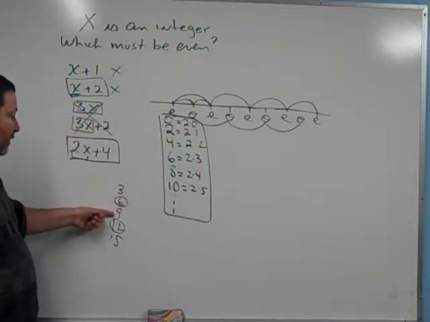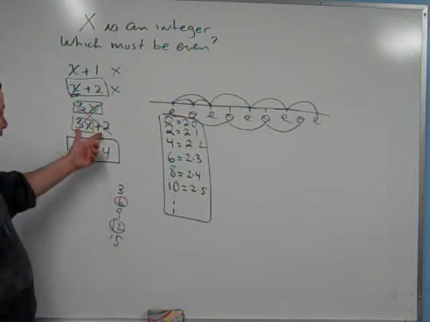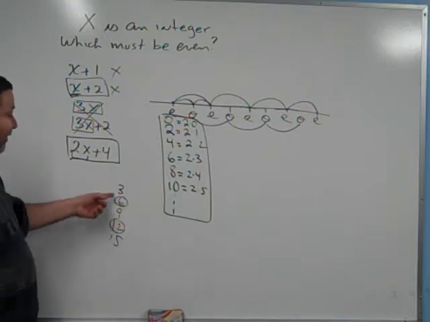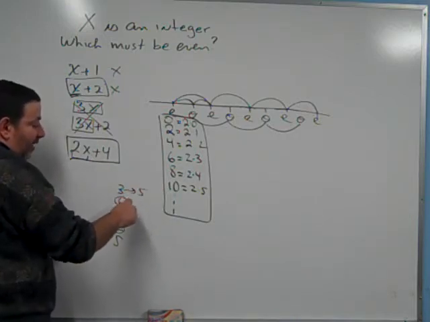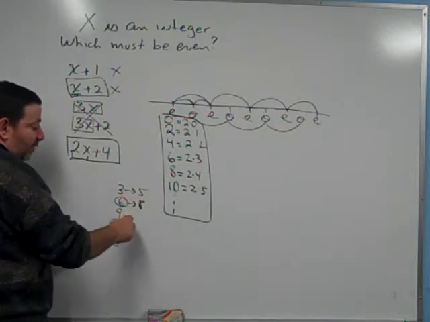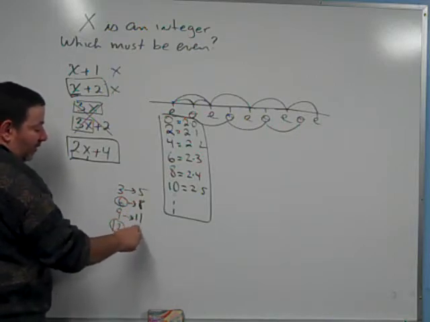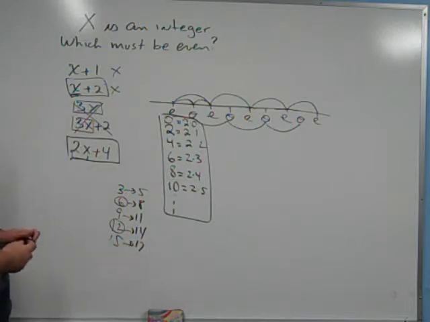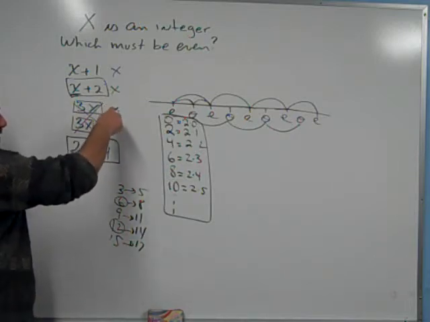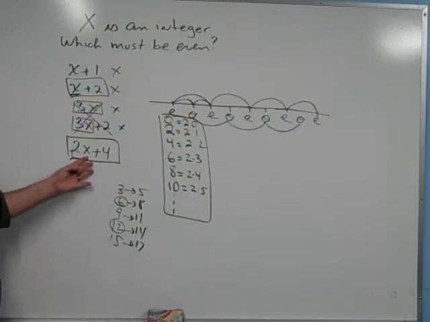3x is odd, even, odd, even, odd, even. If you add 2, it's also going to be odd, even, odd, even. You add 2, you still get odd. You get even. You get odd. You're still even. You're still odd. So it's neither of these two, and this one works.